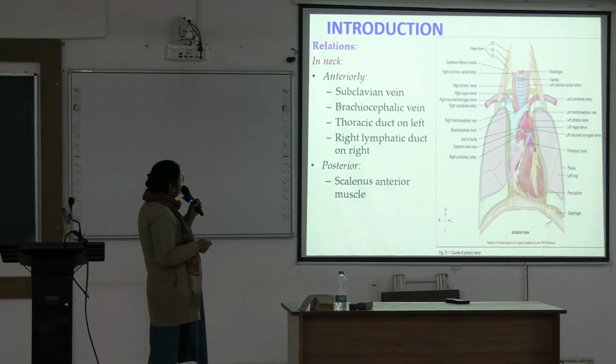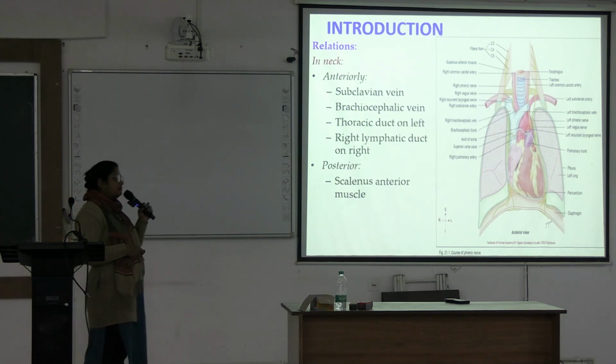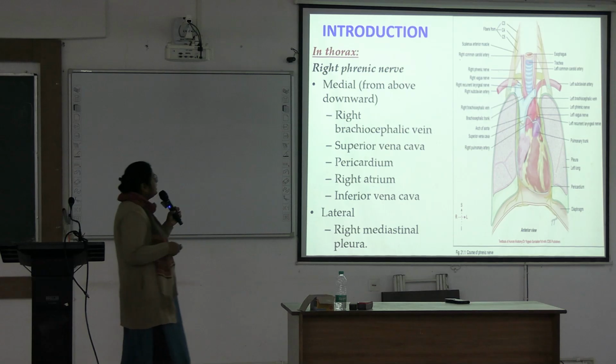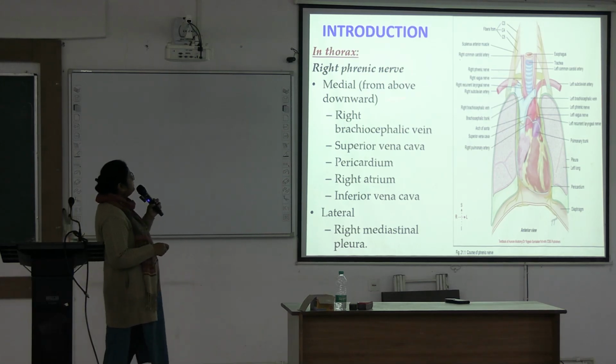Relations in the neck, anteriorly these structures are lying, subclavian vein, brachiocephalic vein, here you can see subclavian vein, brachiocephalic vein, thoracic duct on the left side and right lymphatic duct on the right side, and posteriorly related to the scalenus anterior muscle. In the thorax, the right phrenic nerve is related medially from above downward to the right brachiocephalic vein, superior vena cava, pericardium, right atrium, inferior vena cava.